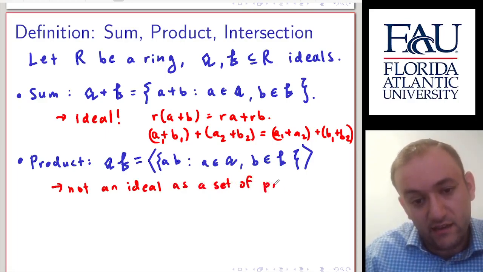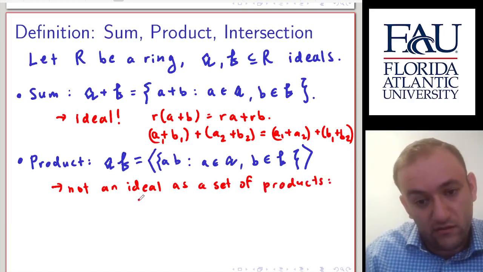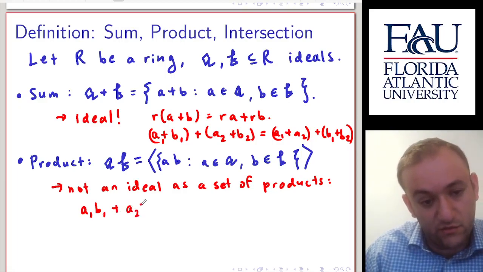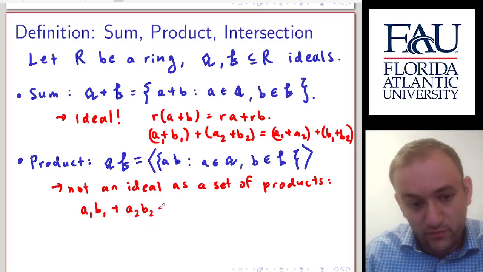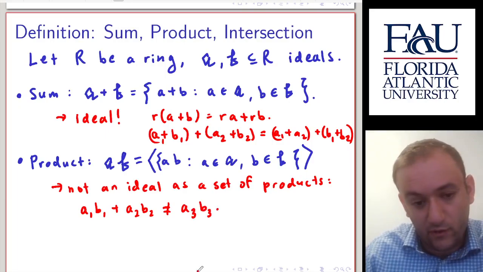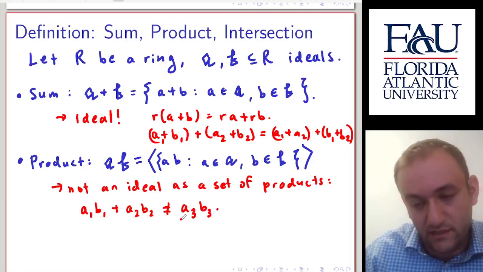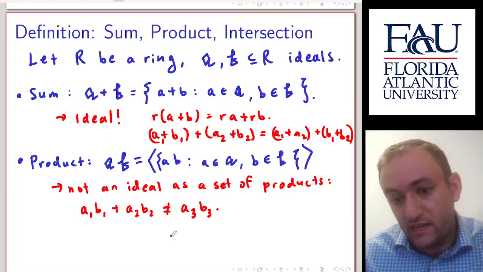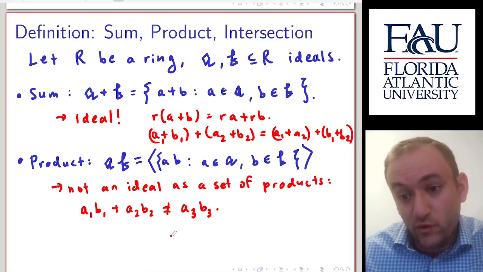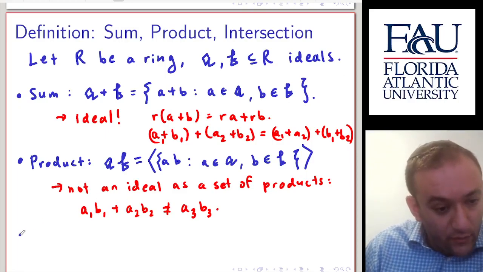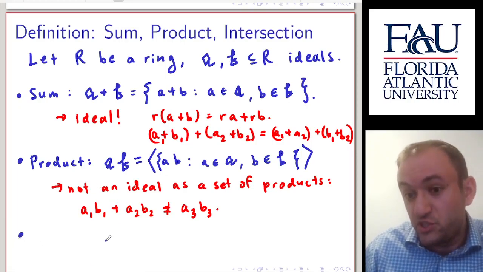The reason is that given a pair of elements a1 b1 plus a2 b2, you wouldn't necessarily be able to write that as a3 b3. Okay, and you can think of examples easily. For example, in the ideal generated by x and y, if you want to take its product with itself, you would get x squared plus y squared. Well, that can't be factored over the reals at least. So that's an example of why we need to take the ideal generated by that set of products.